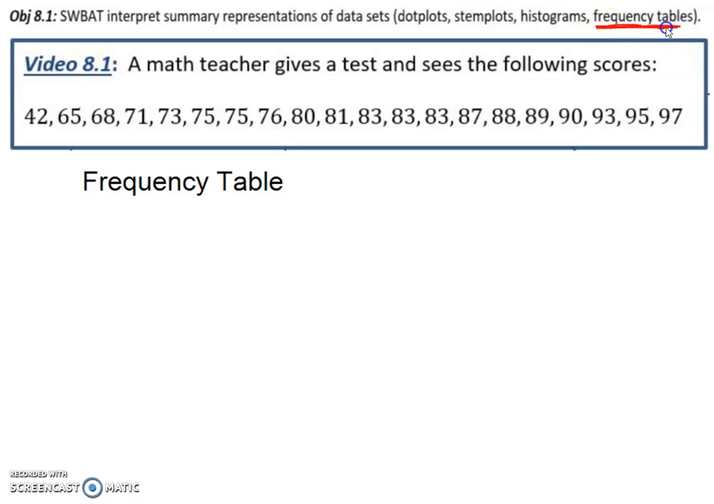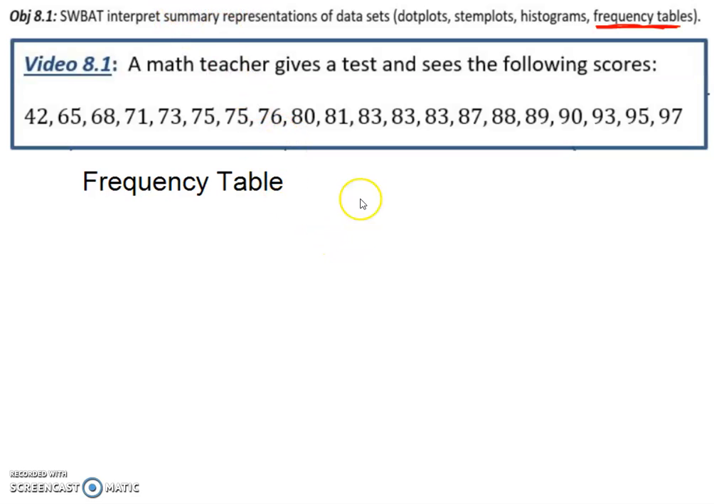So what you see in front of you is a set of data. A math teacher gives a test and sees the following scores. You see there's a range of data, goes from the 40s to the 90s. There's a couple things we might want to know about this, but it's basically right now just a long list of numbers. I've already organized it low to high for you. However, in the real world, a lot of times even that hasn't been done yet. So frequency tables are the first way that we can start to make sense of the data we see.